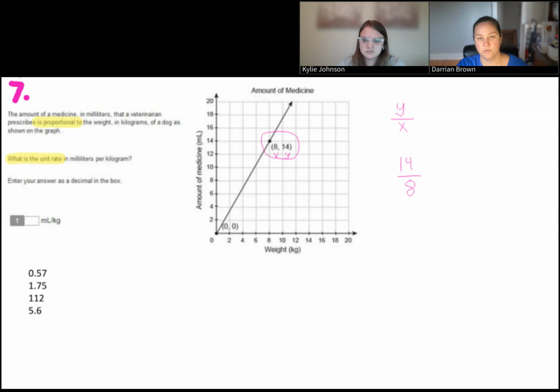And look at your answer choices. Are they in fraction form or decimal form? They're in decimal form. So 14 divided by 8, and tell me what you get.